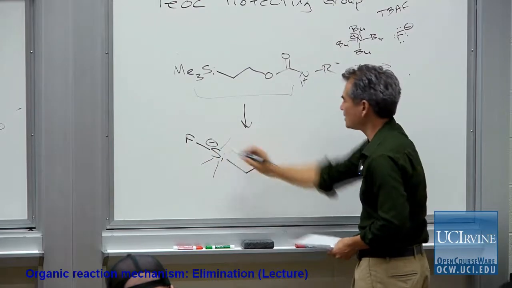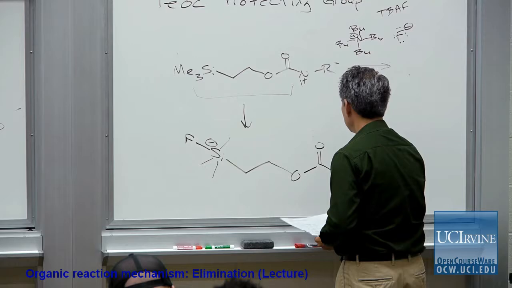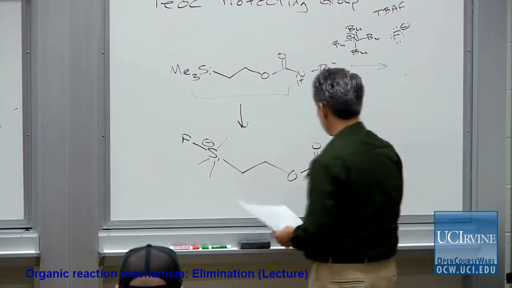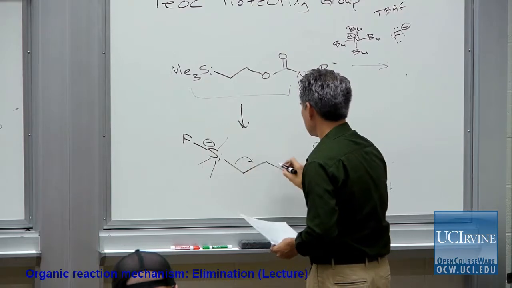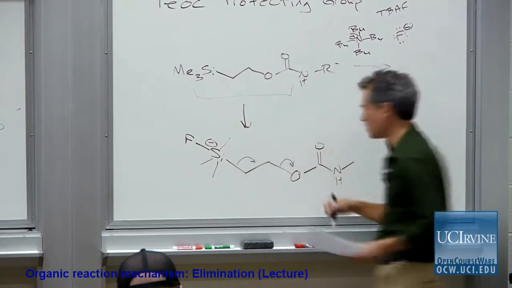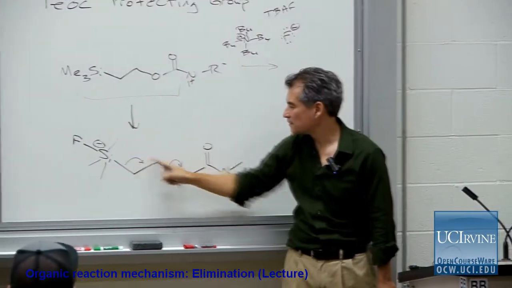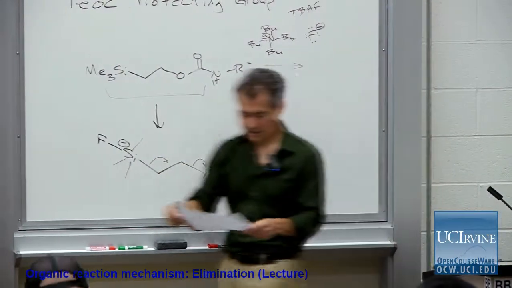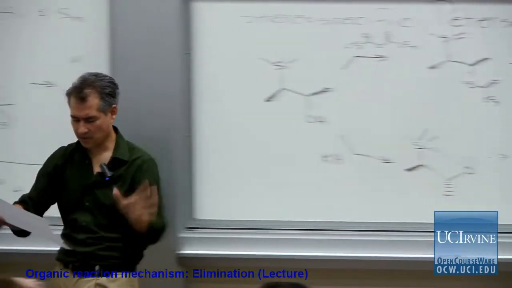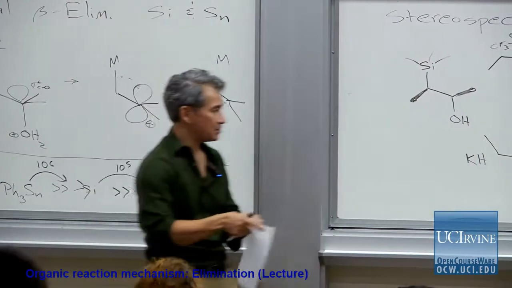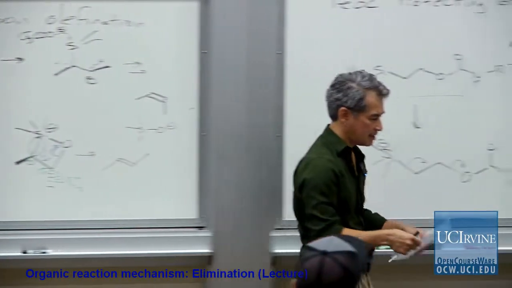Now all the bonds to silicon are nucleophilic. And in this case, they're nucleophilic enough to pop out this carbamate anion leaving group. So by making that bond nucleophilic, you can push this out, and then you lose carbon dioxide, either on the workup or in the reaction conditions. And that's how you take off a TEOC protecting group without exposing your reaction to acidic conditions.